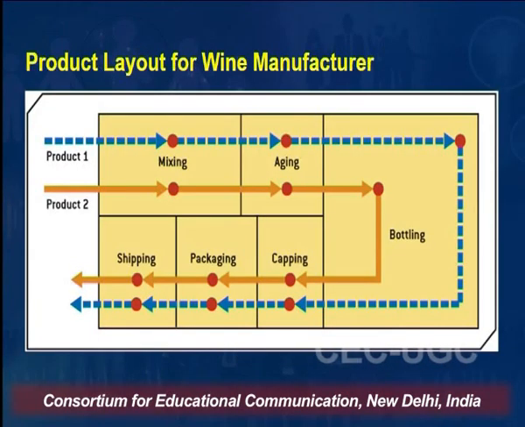Again, I'll show you this slide, product layout for a wine manufacturer. Here there is a product 1, it goes through mixing, then it goes to another process, and then finally it comes out. There are 2 lines over there, a blue line and a red line. For example, 2 types of wines are being made, but there is a sequence of events which is taking place. Such kind of layout is called product layout. Once the product starts, it cannot come back.